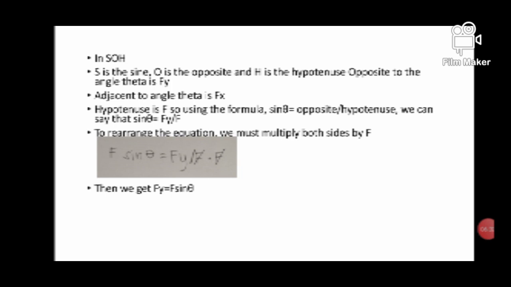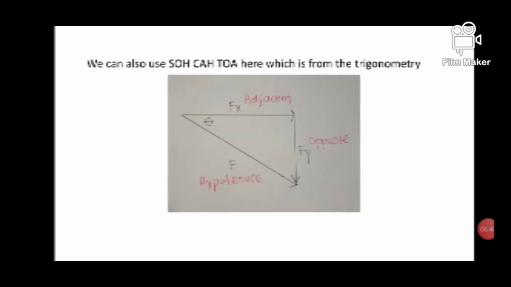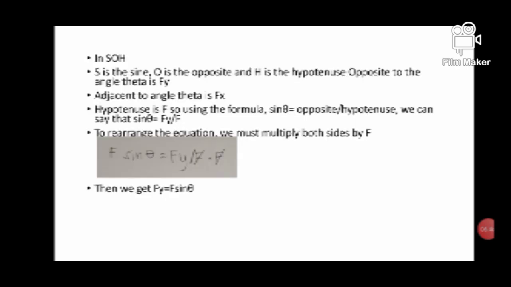So we can say that from this, the opposite is the fy and the hypotenuse is the f. So we can write it as sine theta is equal to fy over f. And to rearrange the equation, we must multiply both sides by f. And this is what it should look like.